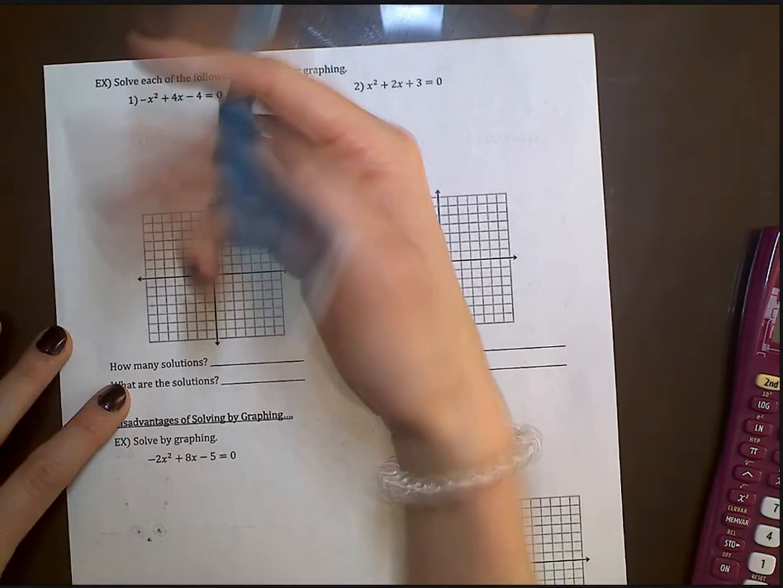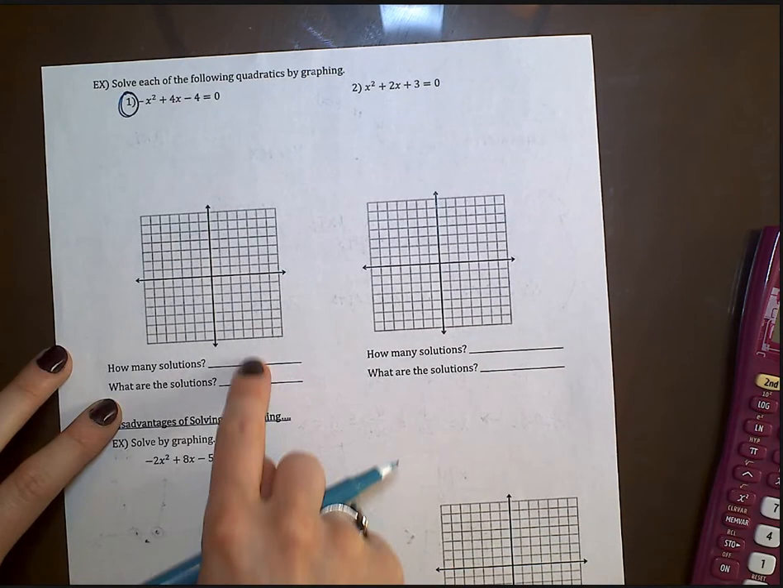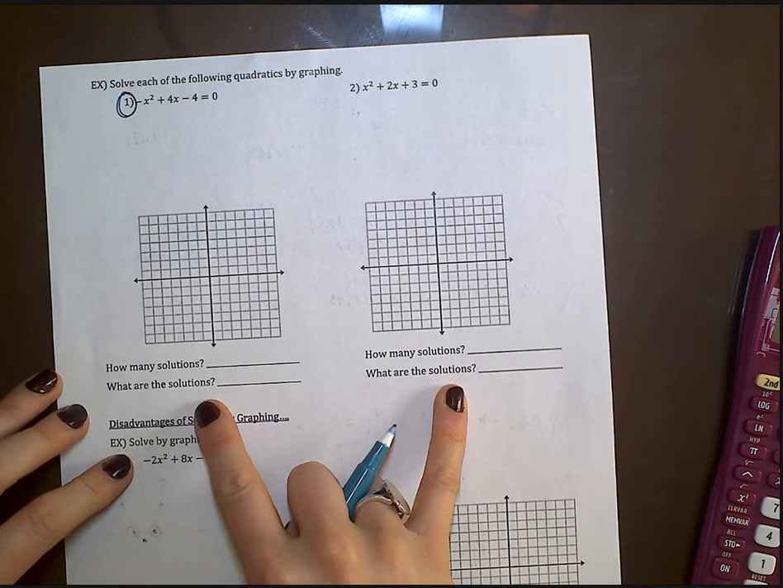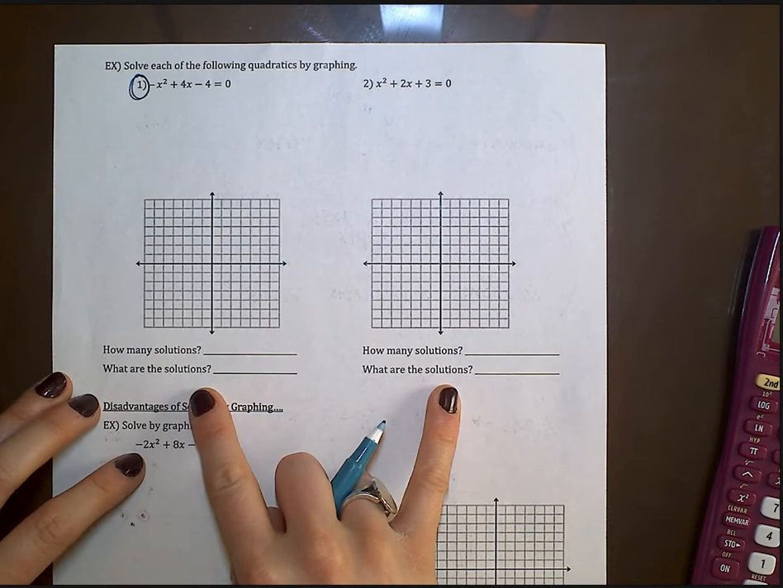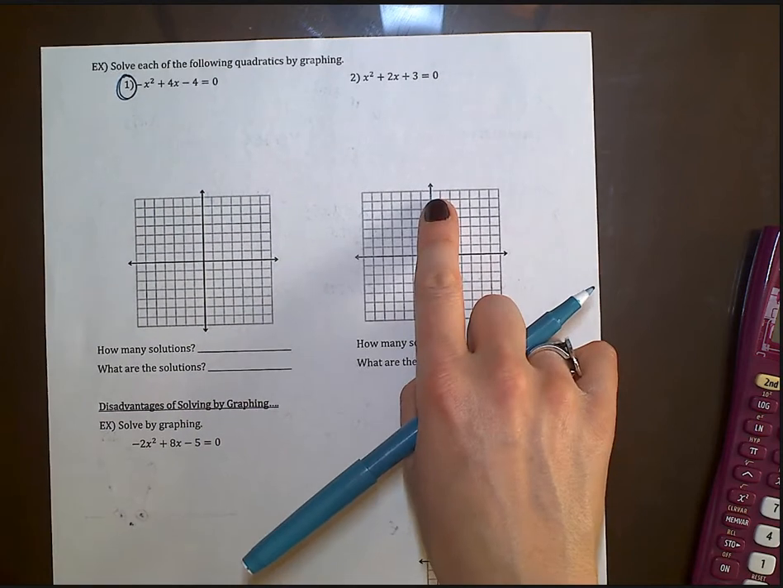I want you guys to try number 1. Graph it like normal. Look at where it crosses the x-axis. I will tell you, and that's why these questions are below the graph, there are some different types of scenarios that you might see. So let me do example 2, and I'll show you what I mean.